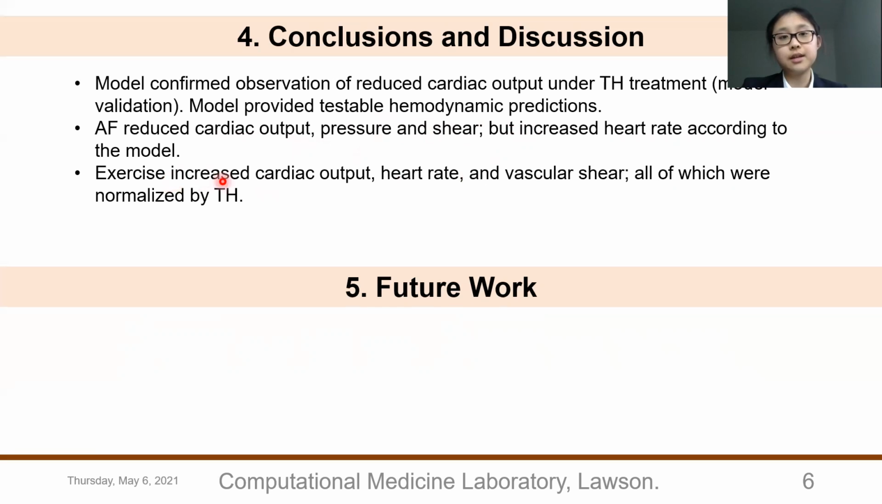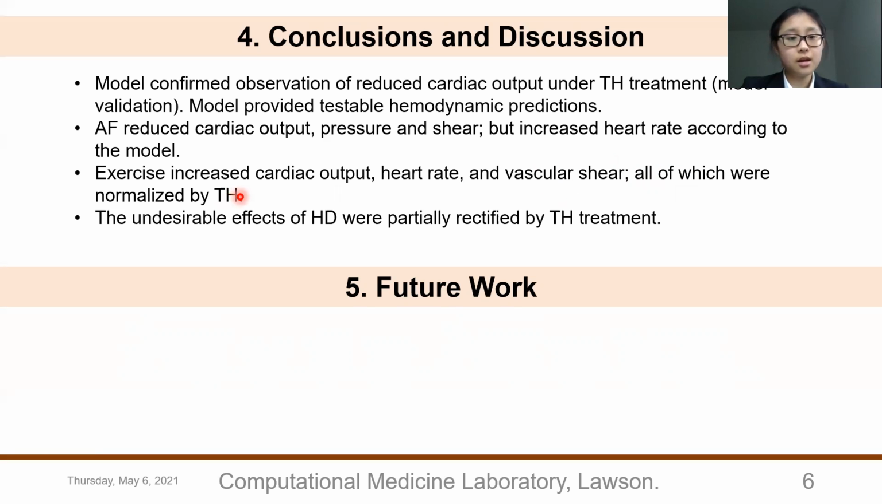Exercise, on the other hand, increased cardiac output, heart rate, and vascular shear. However, all of these exercise-induced augmentations were normalized by therapeutic hypothermia. This suggests that the undesirable effects of hemodialysis were partially ameliorated by TH treatment.